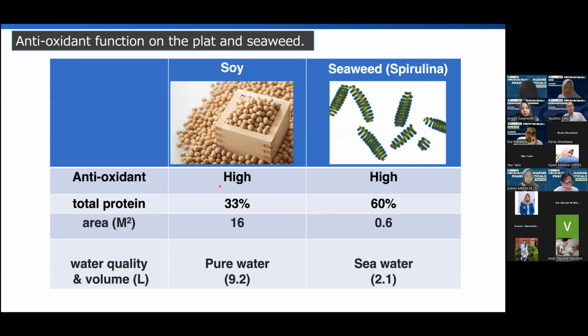Recently, soybean is very popular for replacing beef, but there is also seaweed. Here we just focus on spirulina, a kind of seaweed, with very high antioxidant function. The total protein content of soybean is also high, but seaweed has a higher content compared to soybean. Also, seaweed is easy to grow in the smallest area, and can be grown using seawater. So seaweed has very good antioxidant function, high protein, and is very easy to crop.